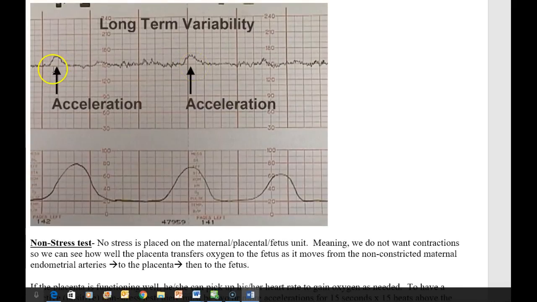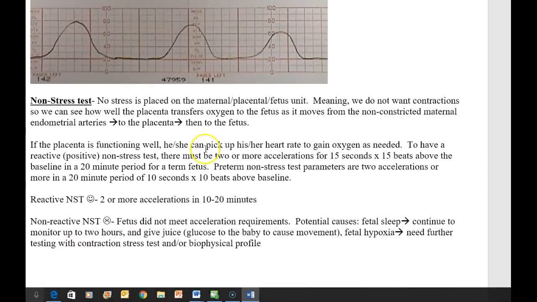Again, to classify them, it has to go up for 15 beats, and you can see this one goes about 20, and it has to last for 15 seconds in a term baby. So you can see this one meets criteria. It goes up for 15 beats and it lasts for 15 seconds. This one too, it goes up for 15 beats and it lasts for 15 seconds, because you can see these little boxes are 10 seconds. So if you have 2 in a 10 to 20 minute time frame, that's deemed a reactive non-stress test. So that means the baby's heart rate reacted and had accelerations.